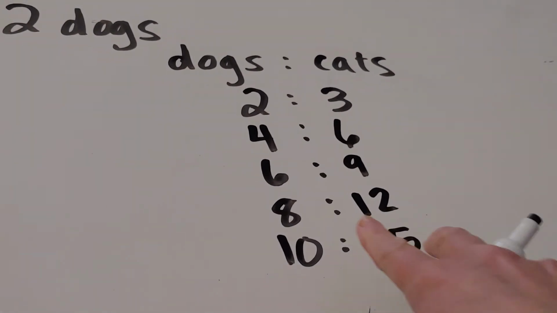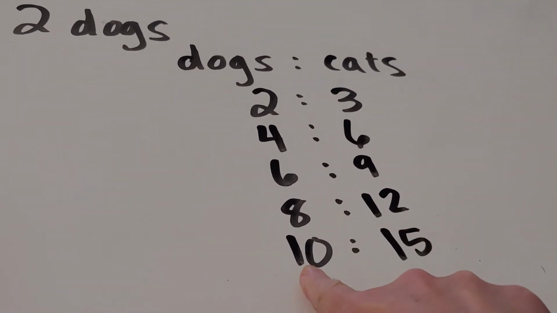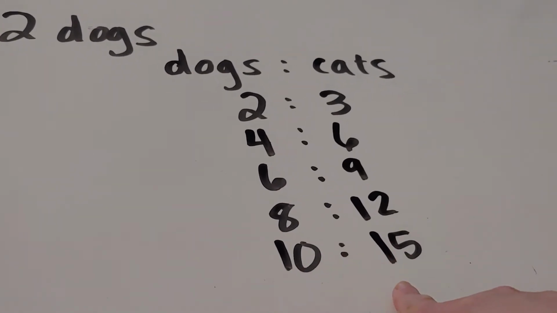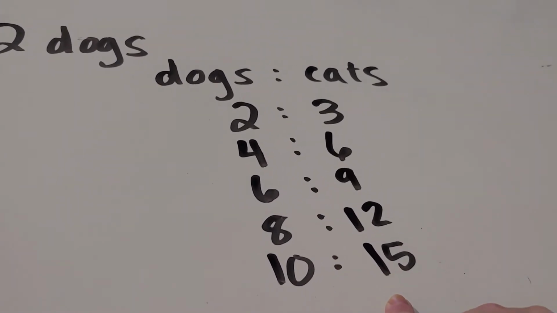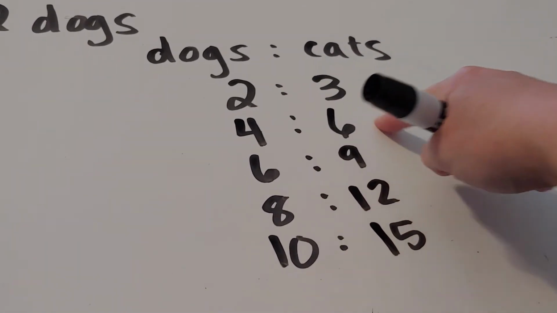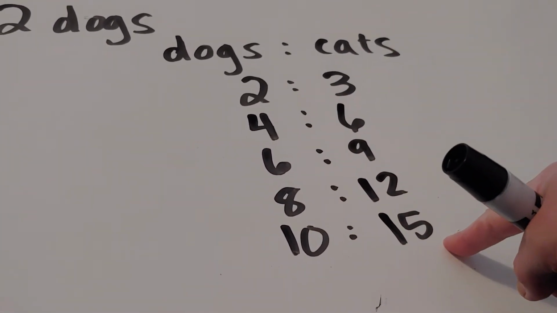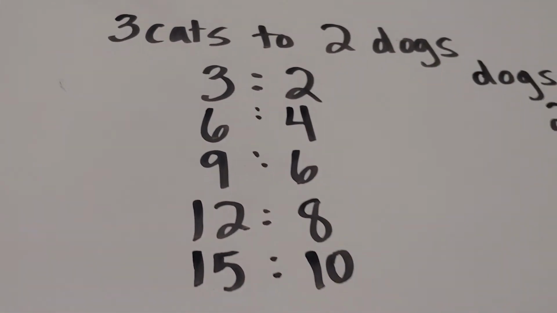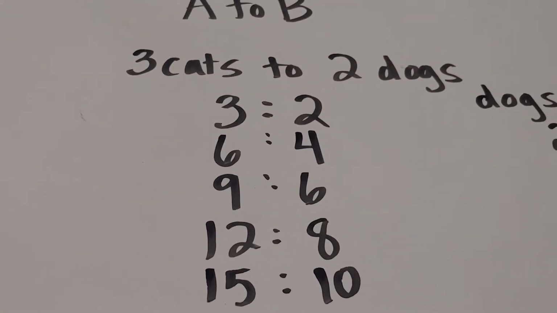So we want to make sure that each column is representing the quantity that it's supposed to. So dogs stay with the dogs, cats stay with the cats. I can either think of it as dogs to cats is the ratio 2 to 3, or that cats to dogs is 3 to 2. All right, so that is our first lesson on ratios.